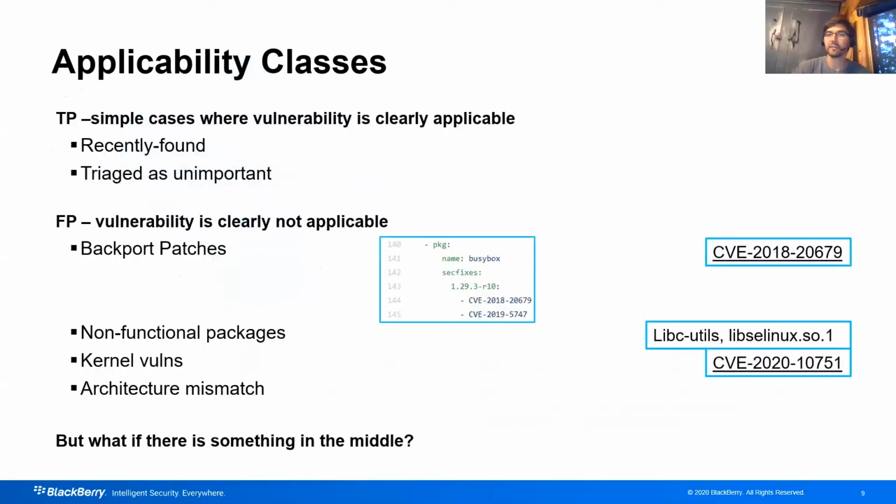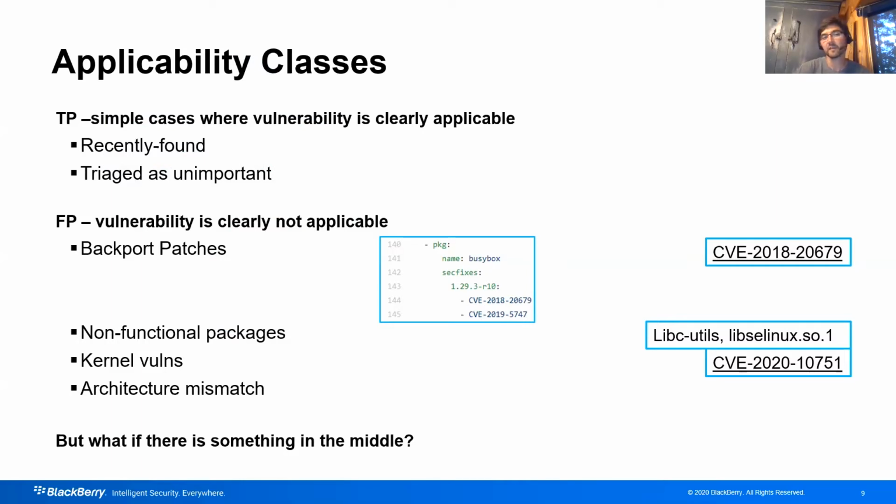So what did we see during that manual judgment process? We saw that many vulnerabilities, yes, indeed, we can map to true positive or false positive. Among true positives, we have two big groups: recently found vulnerabilities that just haven't been fixed yet, or ones triaged as unimportant. Those unimportant ones linger there a long time, because the distribution maintainers just don't want to fix them, since they are unimportant.